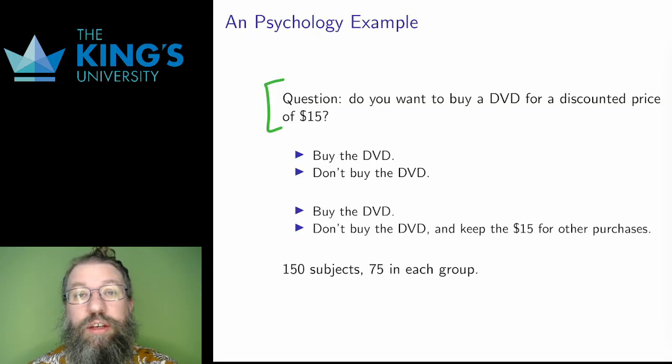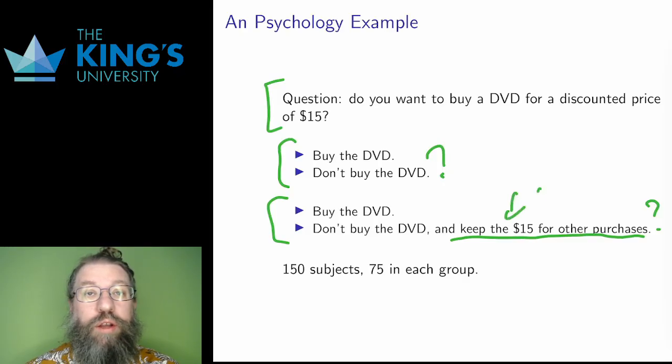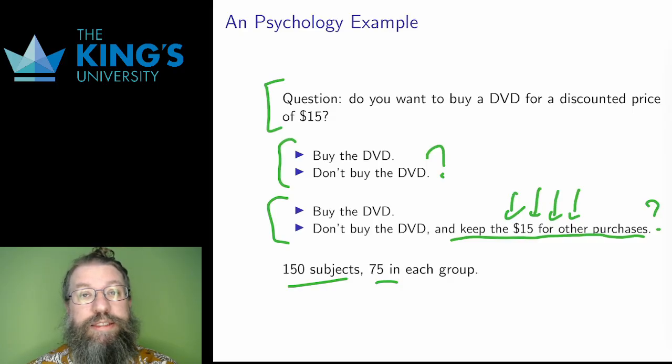But the psychologists are interested in something called opportunity cost. Buying this DVD means that these subjects will have $15 less for something else. So they split the subjects into two groups, a control group and a treatment group. They asked the control group a simple question: buy the DVD or don't buy the DVD. But they asked the treatment group a different version, where the second option also includes "and keep the $15 for other purchases." They wanted to know if this reminder, if making the opportunity cost explicit, would change the behavior of the subjects. They ran this on 150 subjects, 75 control, and 75 treatment.